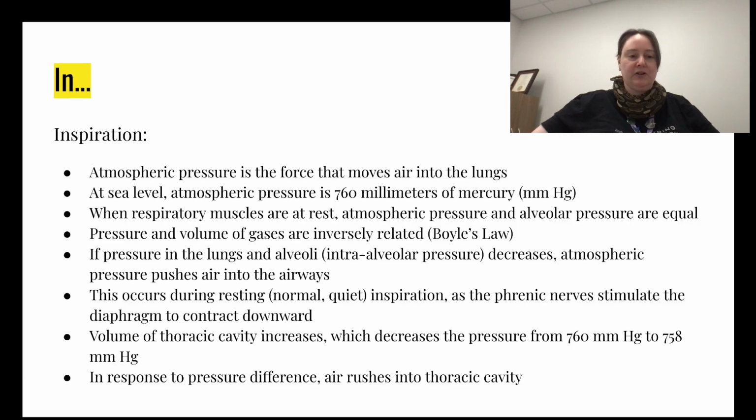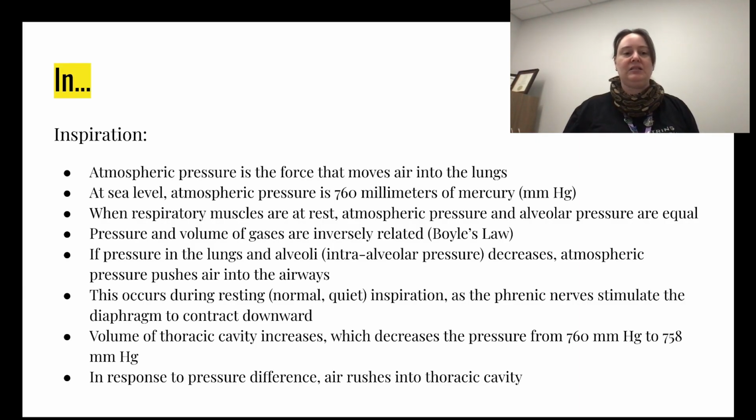So pressure over volume. If pressure in the lungs and the alveoli decreases, atmospheric pressure pushes air into the airways. In other words, when our diaphragm draws down, it decreases the pressure in our lungs, and because of this, air naturally goes, oh, there's an imbalance, let's go in there, and it literally pulls air in for us. Isn't that insane?